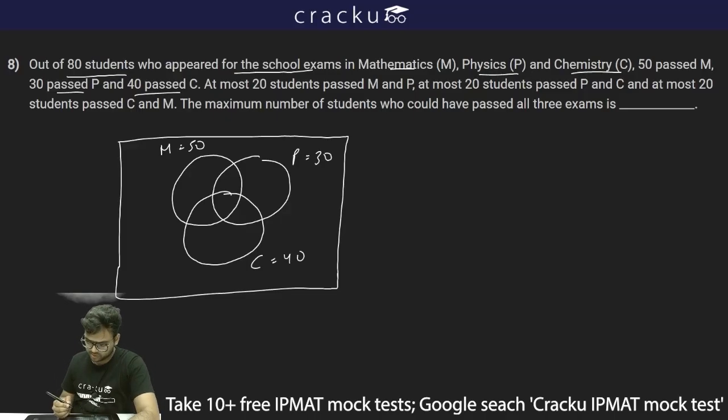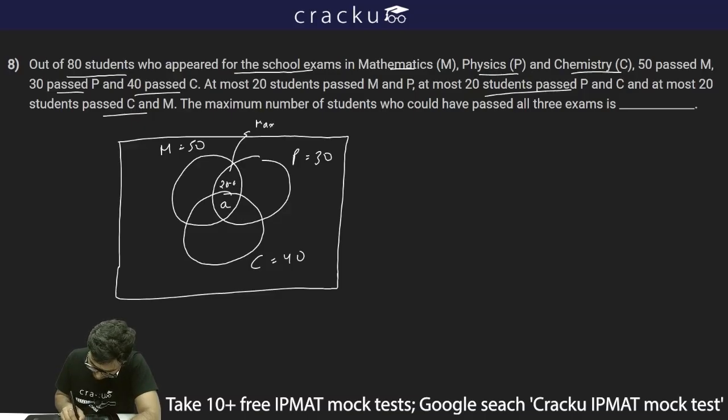At most 20 students passed M and P. At most 20 students passed P and C, and at most 20 students passed C and M. So the maximum number of students who passed M and P, P and C, and C and M is basically 20. So if I assume that the number of students who are passing all three subjects is A, then this value will be 20 minus A, and this will be maximum.